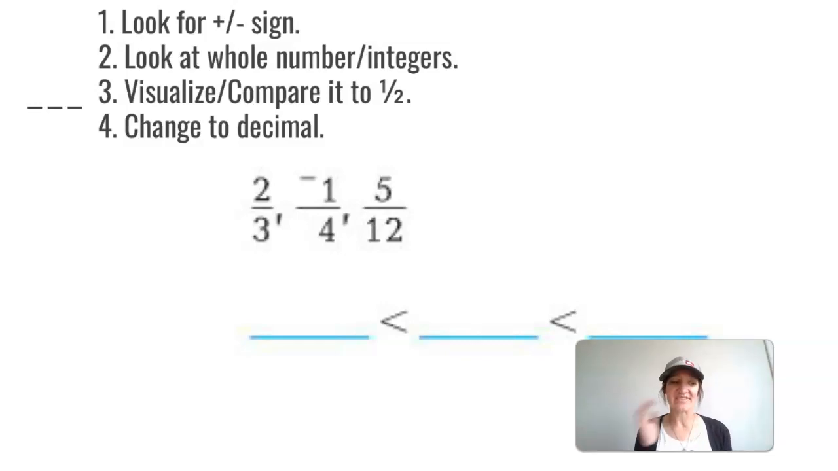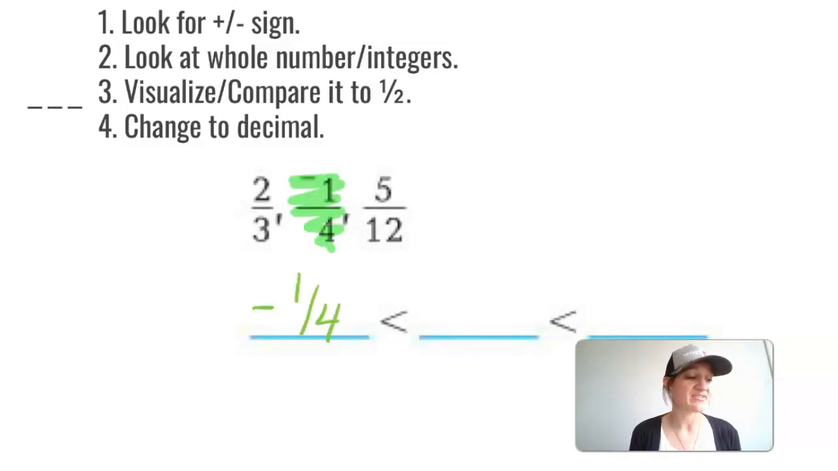Okay, so let's go through these steps again. Do we have any differences in positive and negatives? We do. We have a -1/4. So that is going to be the smallest number. And then I don't even have to worry about that one anymore. Then we have 2/3 and 5/12. They're both between 0 and 1, right? So the integers are the same. Compare it to half. They're both maybe bigger than half, maybe less than half.